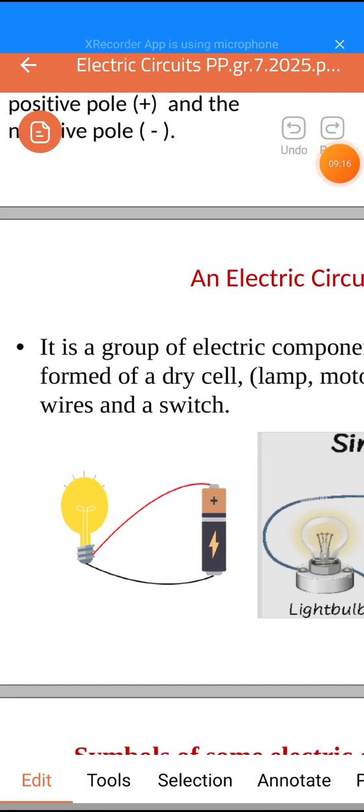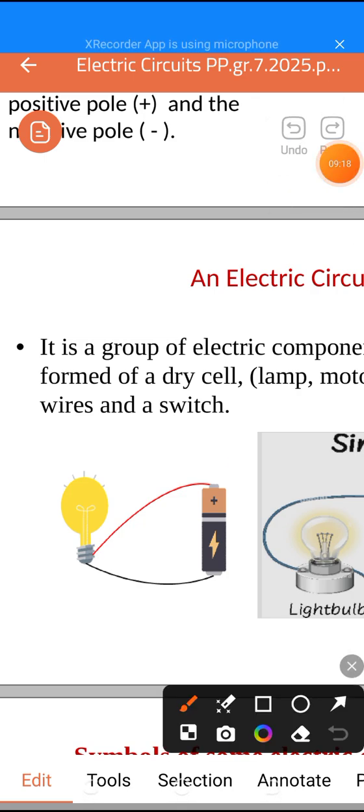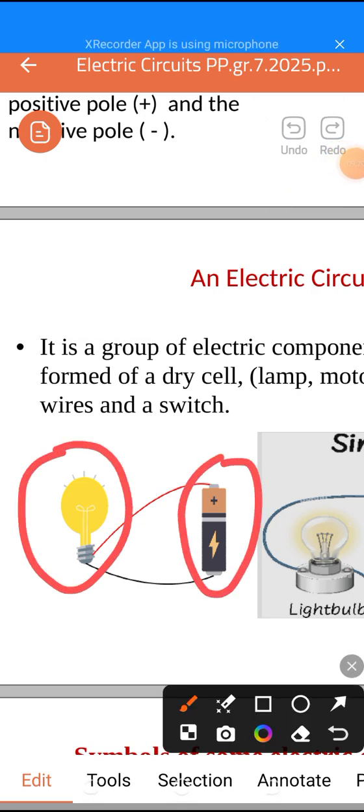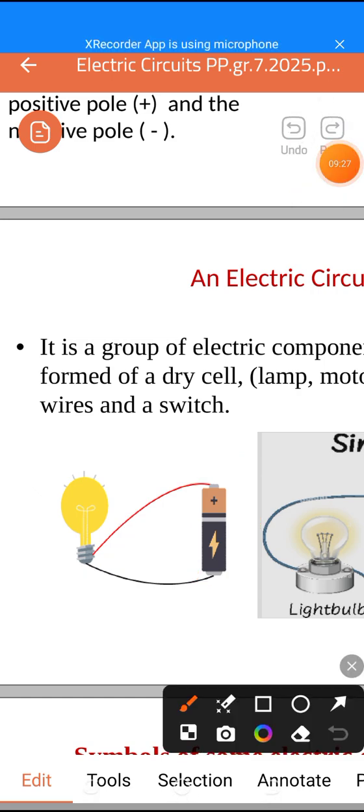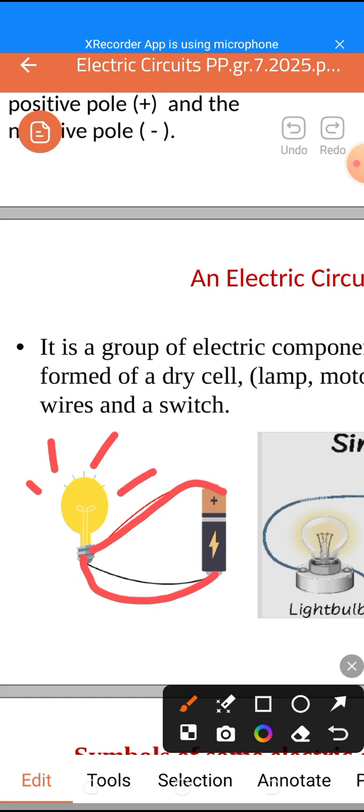The second circuit here, we only have a dry cell and a lamp. We didn't put a switch, and we connected them by connecting wires. We formed an electric circuit, positive pole to the base, negative pole to the central contact, and the lamp glows.